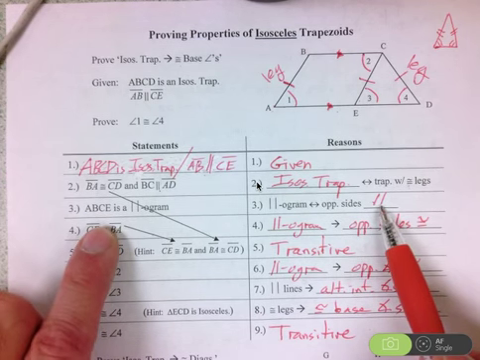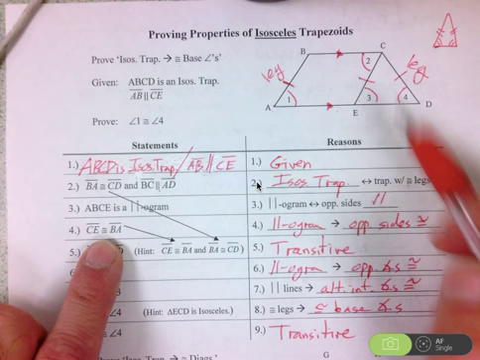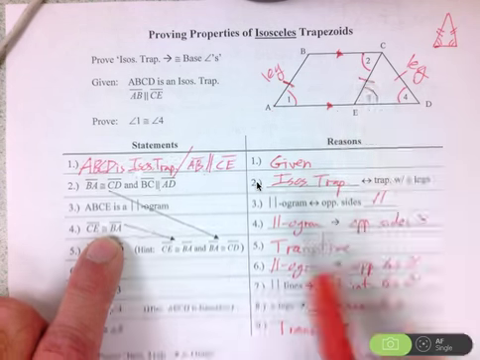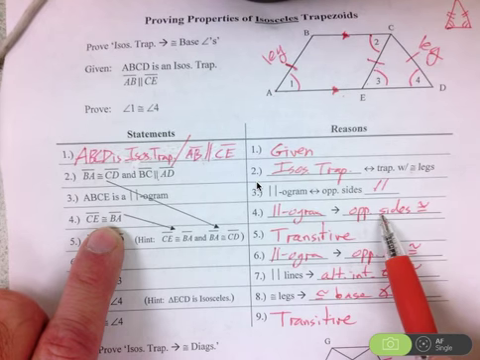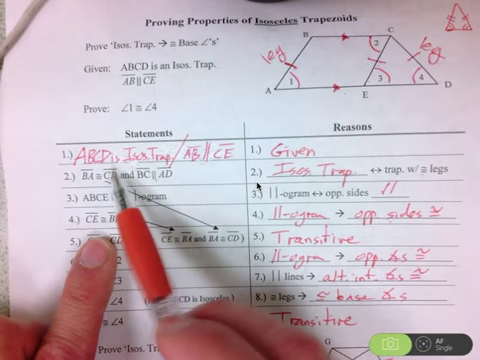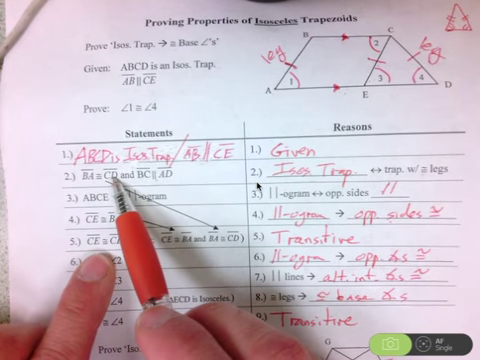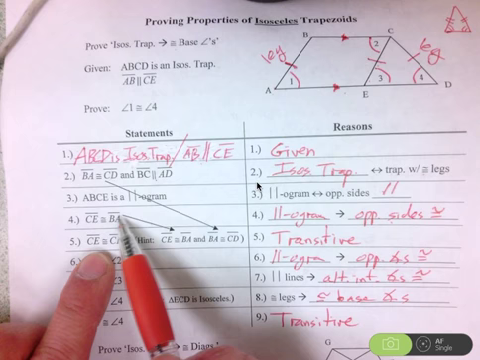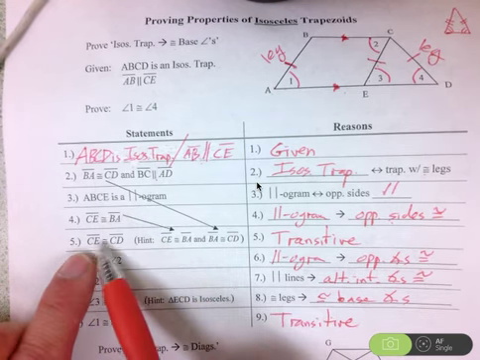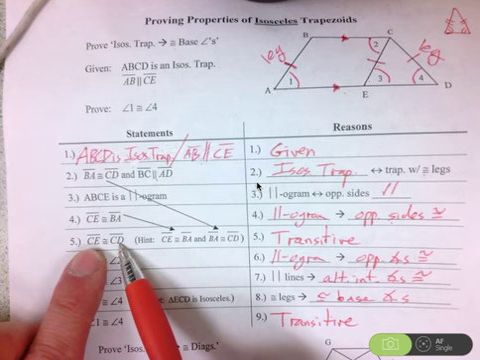Now I'm going to use a parallelogram property. The CE and the BA, those are opposite sides in the parallelogram. So a parallelogram gives me opposite sides that are congruent. And now we're going to use the transitive property. I know that CD right here is the same as BA, and BA is the same as CE. So I can connect those together and say that segments CE and CD are congruent.